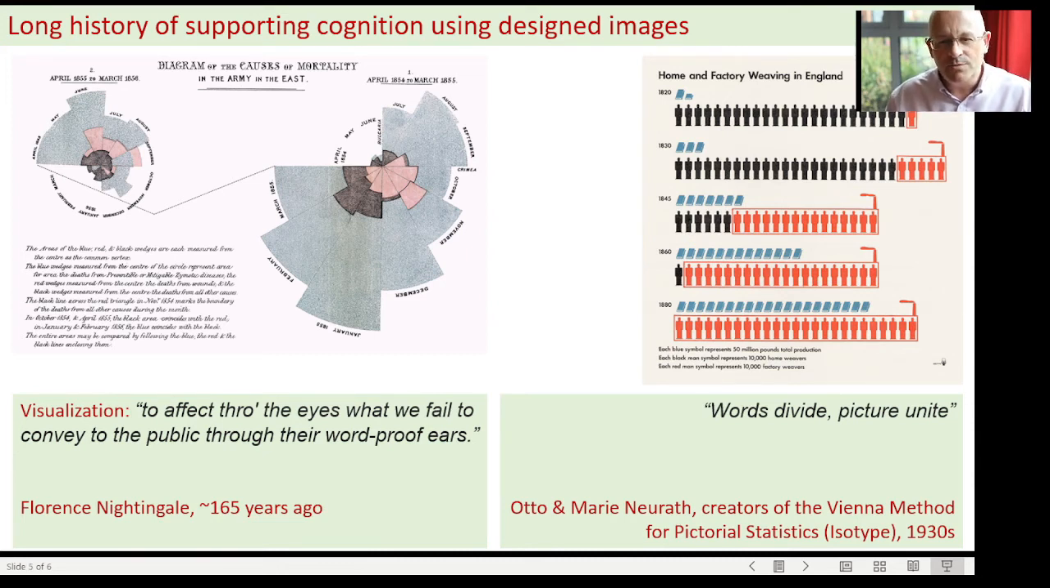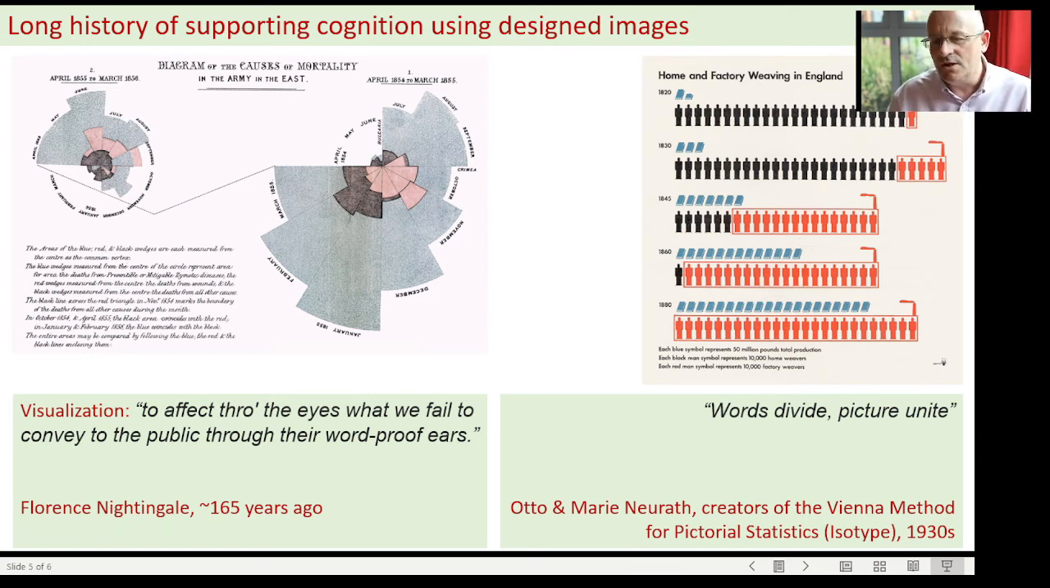There's a long history of supporting cognition using designed images. On the left here is Florence Nightingale's famous coxcomb diagram from 165 years ago. And these plots were used to convey information about the Crimean War and the hospitalization of patients through to generals making decisions. It turned out that more people were dying in hospitals than were dying in the war, and at that point they started to fix hospitals rather than wage more war. Her famous quote, "To affect through the eyes what we fail to convey to the public through their word-proof ears."